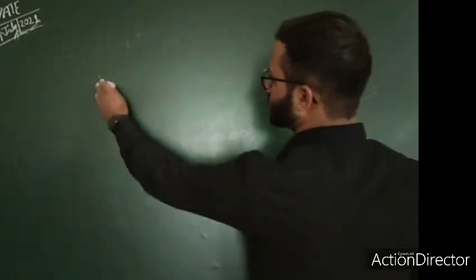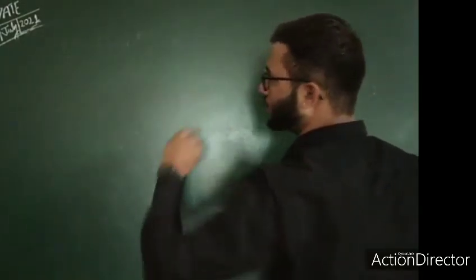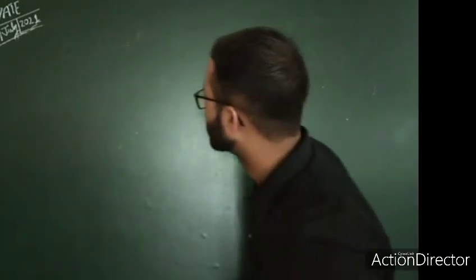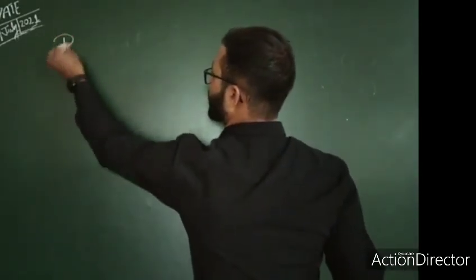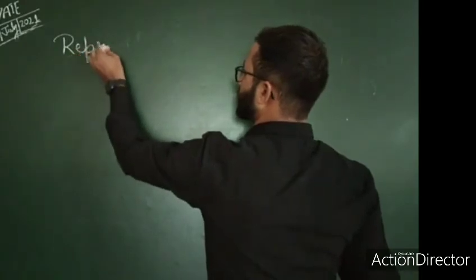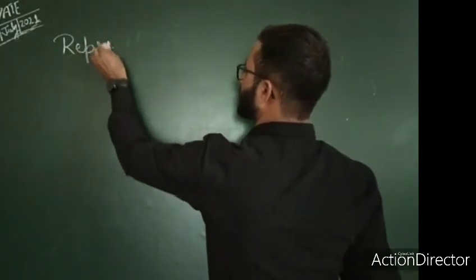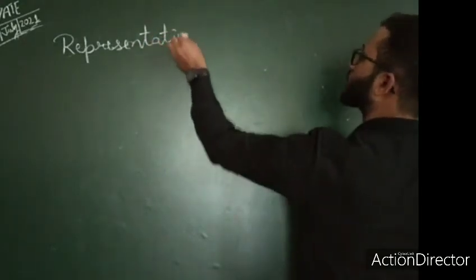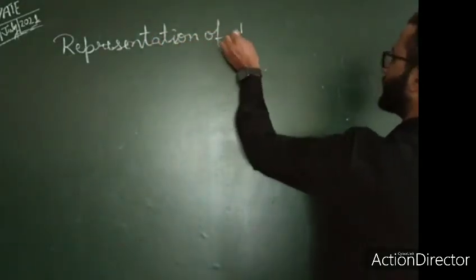So now first we show integers on the number line. Okay, so here we represent integers on the number line. Representation of integers.